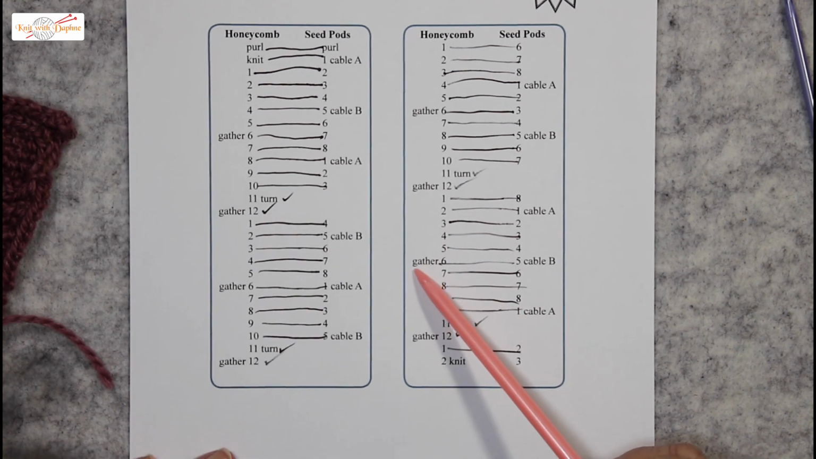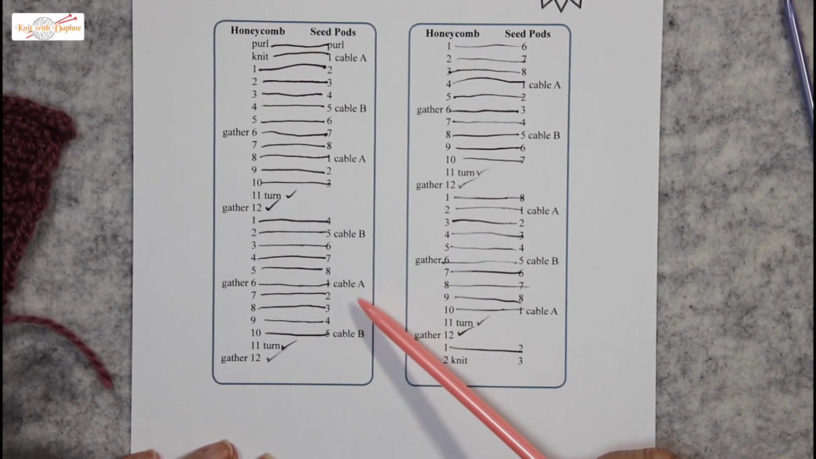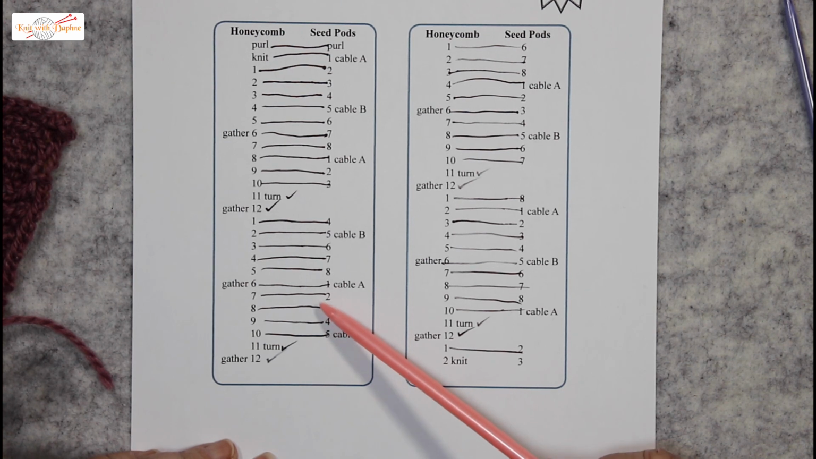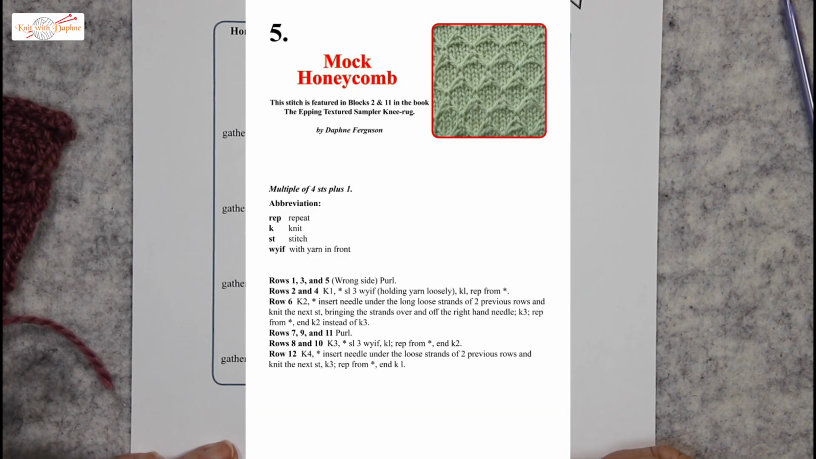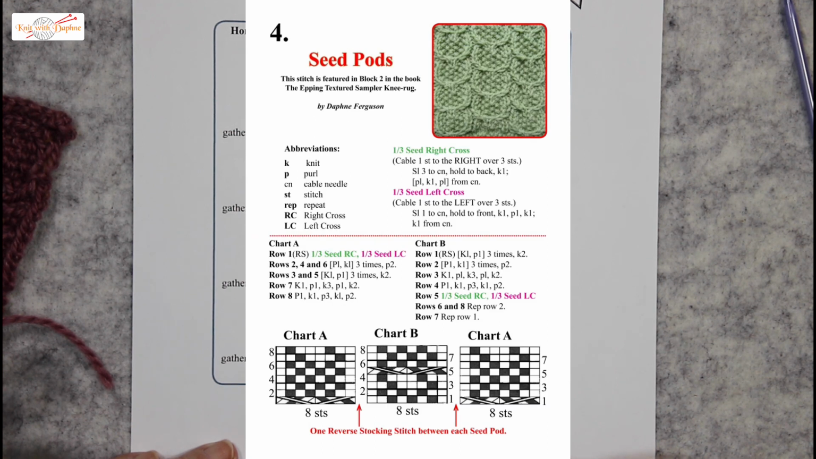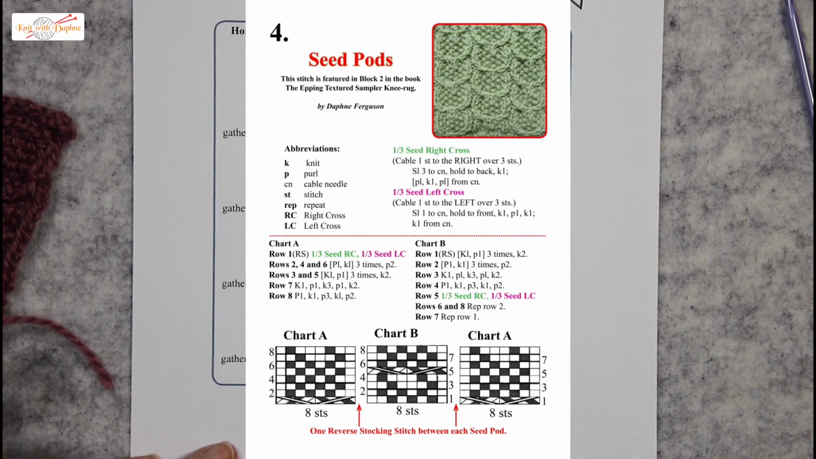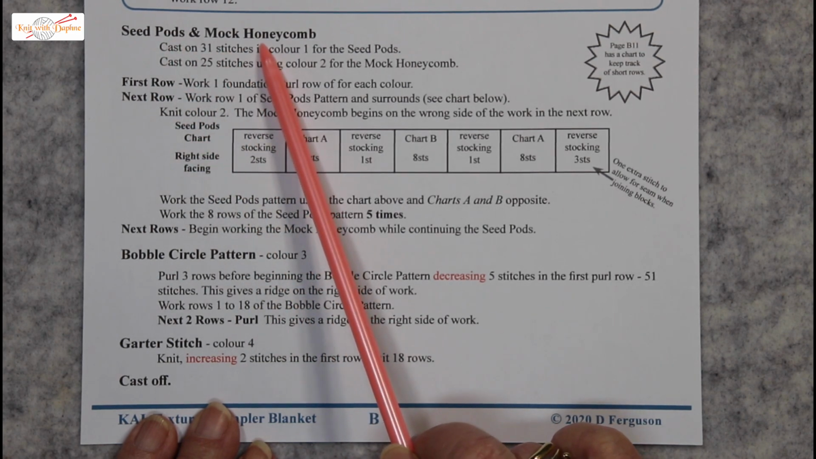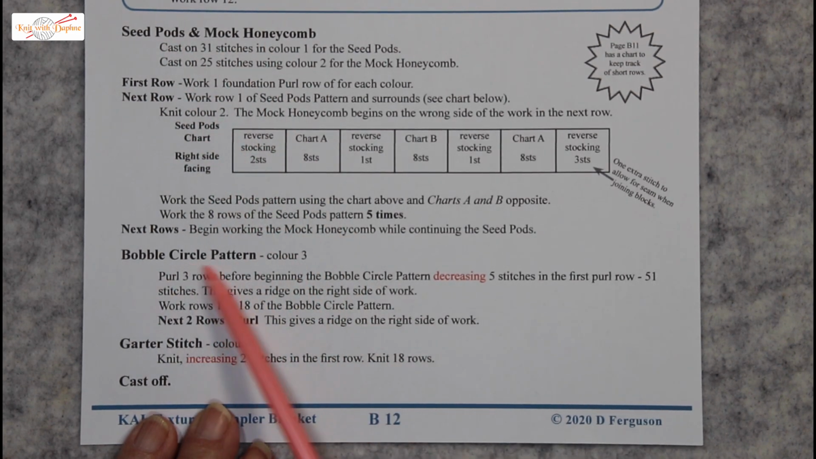You're much better off going to my YouTube channel and downloading the detailed patterns for the mock honeycomb and the seed pods. This is what they look like. Here is the mock honeycomb, and here is the seed pods patterns. After finishing the seed pods and mock honeycomb, we do the bobble circle pattern.